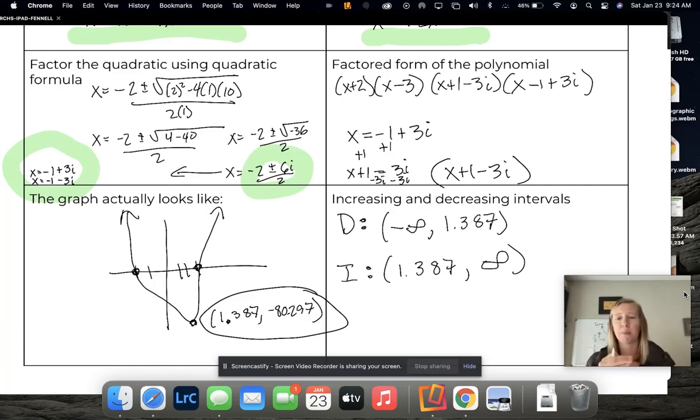Again, we're not including that point because it's sitting still at the minimum. It's not increasing or decreasing. And then we go to infinity.